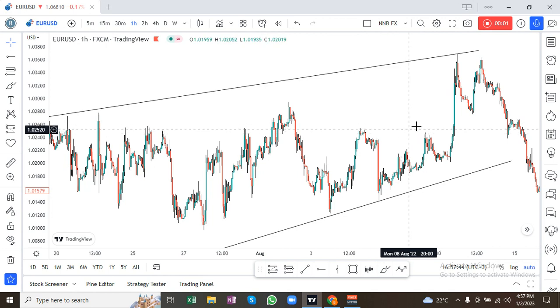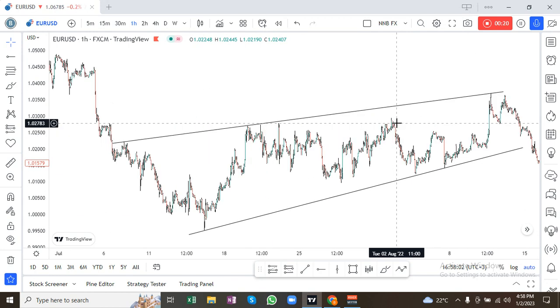Today, in the previous video we looked at the types of entries which we use, and today we'll be looking at the management and when to move our stop loss to break even. So we will start with this pair right here, Euro Dollar.